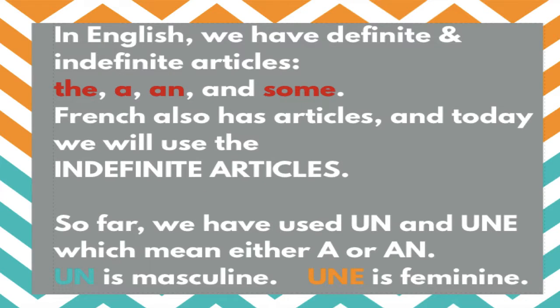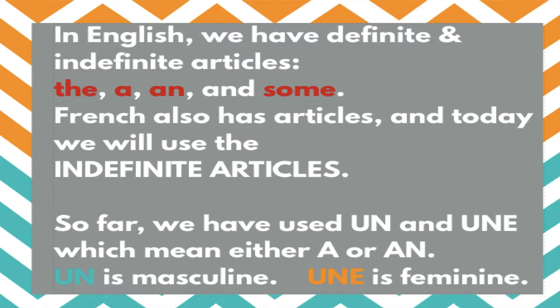In English, we have definite and indefinite articles: the, a, and some. We don't really use some that much. French also has articles, and today we're going to use the indefinite articles. We've been using them a little bit when I've given you vocabulary. We've used un and une, which mean either a or an. Un is masculine, une is feminine.